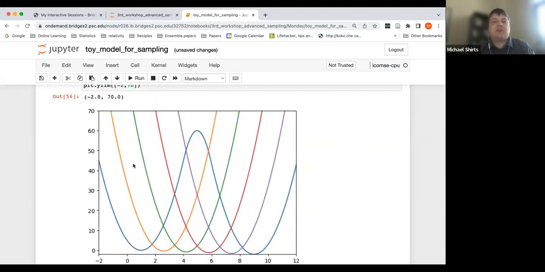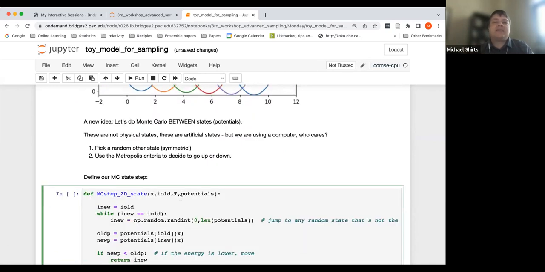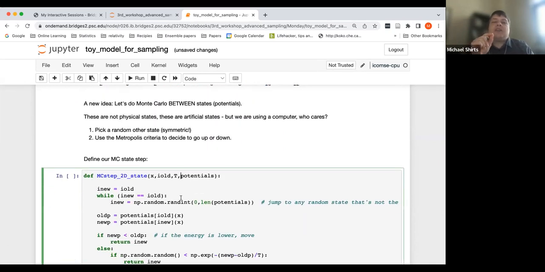So the blue is our original one, and now I have some interpolating potentials that go between them. So what if I could use these other potentials to drag my particle around from well to well? How might that work? Well, in order to do that, we need to do Monte Carlo between states. So now we're not going between x's, we're going between states. So we need a new Monte Carlo step, a state step. So what would that do?